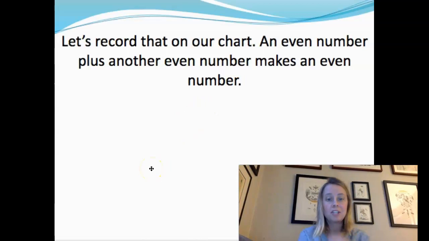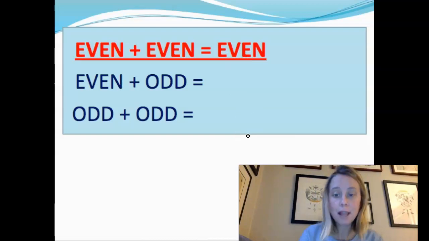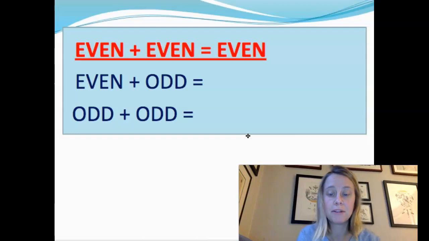Let's record that on our chart. So remember I asked you guys to get a piece of paper. This is what we're going to be recording on it just to help you remember when you're working on your problem set. We're going to write this part that's in red. Even plus even equals even. Can you guys pause for a second and write that down to help you remember? I'm going to keep going, so you can just press play when you're ready.